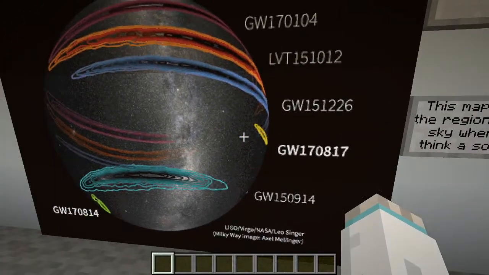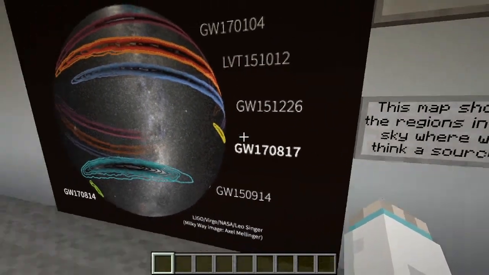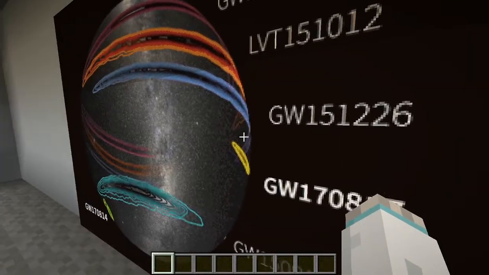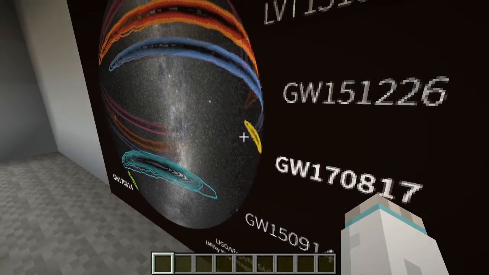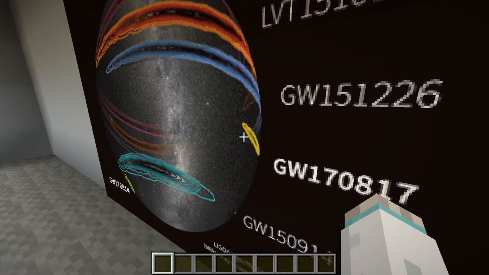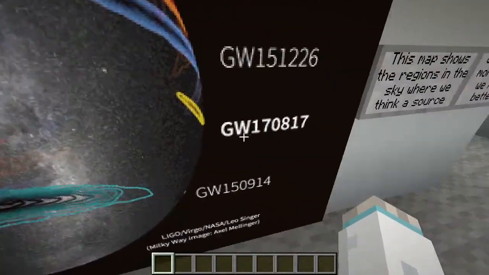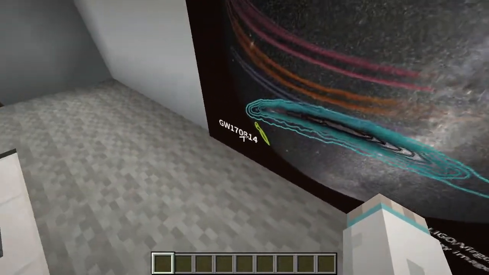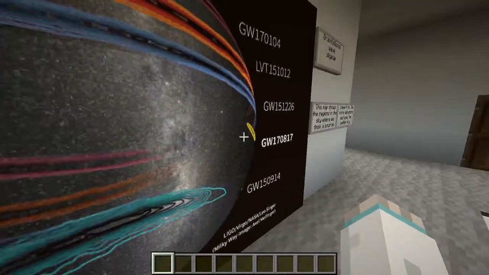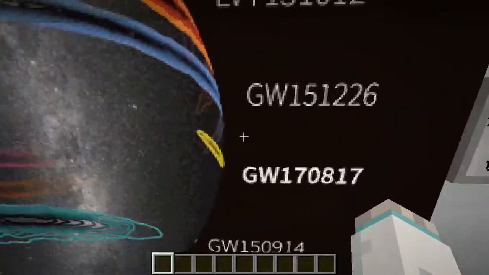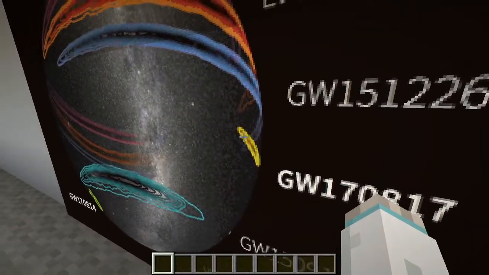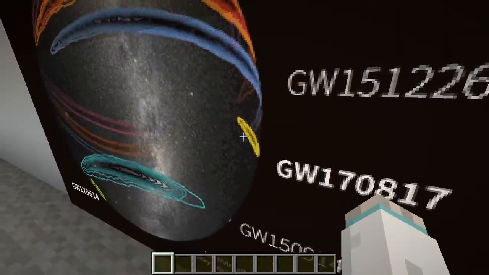You can imagine this a bit like triangulation, where if you've got lots of different detectors in different parts of the Earth, and you can see when the signal arrives at each detector, you can better pinpoint where in the sky it's coming from. So you can see for GW170817 and GW170814 down here, we've actually got a pretty good idea of where those come from in the night sky. But it's still relatively large, so we'd like to get that a bit smaller.